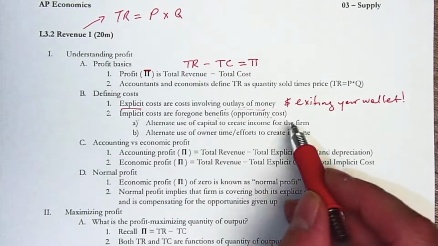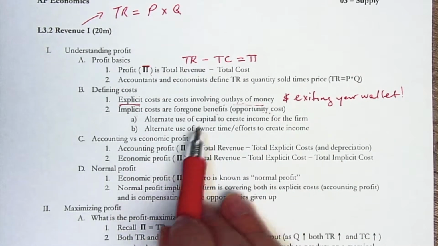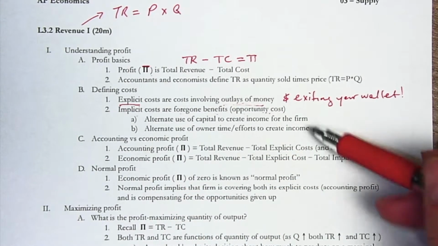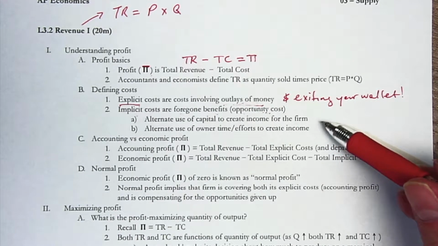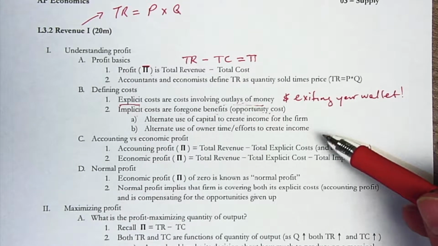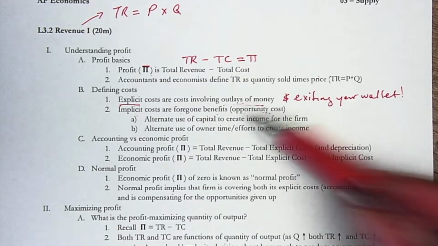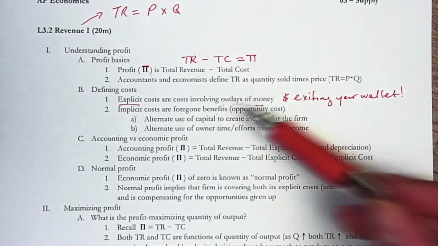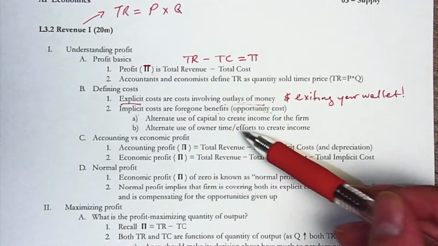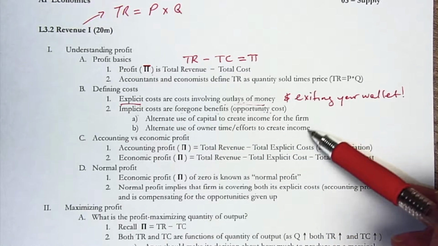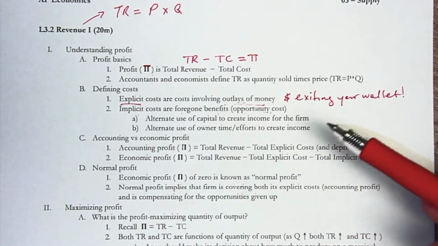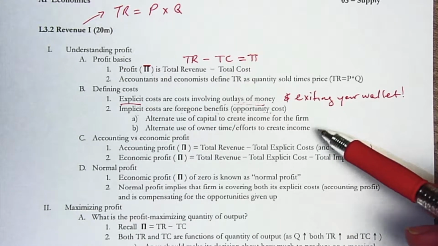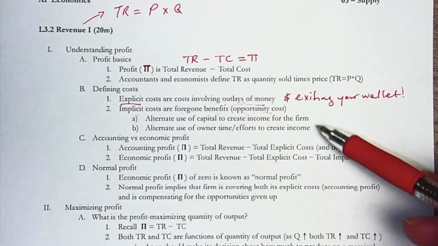So thinking about the resources that we're employing, we could alternately use capital resources to create income for a firm. We could rent them out to someone else. So for example, if we weren't operating our paper chain factory, we could rent out our scissors and stapler to another company and we could actually make money that way. So that's an implicit cost. We didn't do it, so that's foregone benefits. We also have alternate uses of our time and effort to create income. So for example, in making these videos, I am foregoing the benefit of doing something else that might generate me income. And so there's an implicit cost involved in me doing this task.